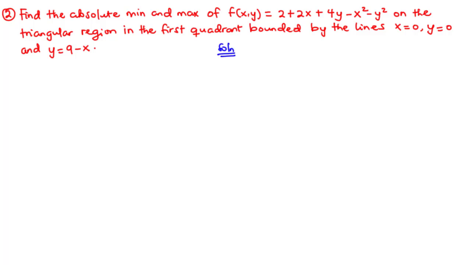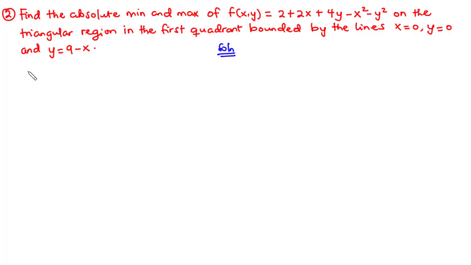So as usual, the first thing we need to do is to find the critical point of this function, and then we make sure that the critical point is inside of this triangular region. Now if that is the case, we try to find the value of the function at that point. So let's try to find the critical point by finding fx and then fy, and then we set each of them to 0, and then we find the values of x and y.